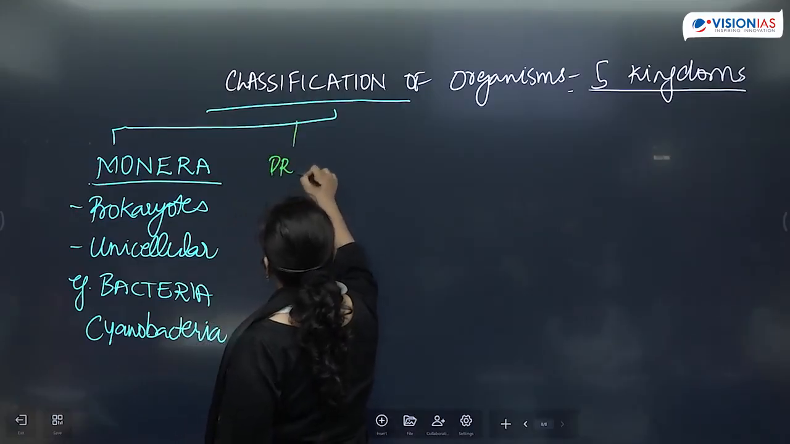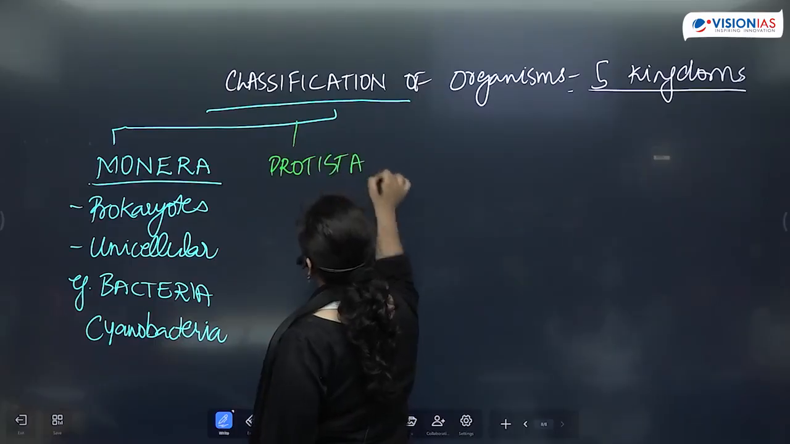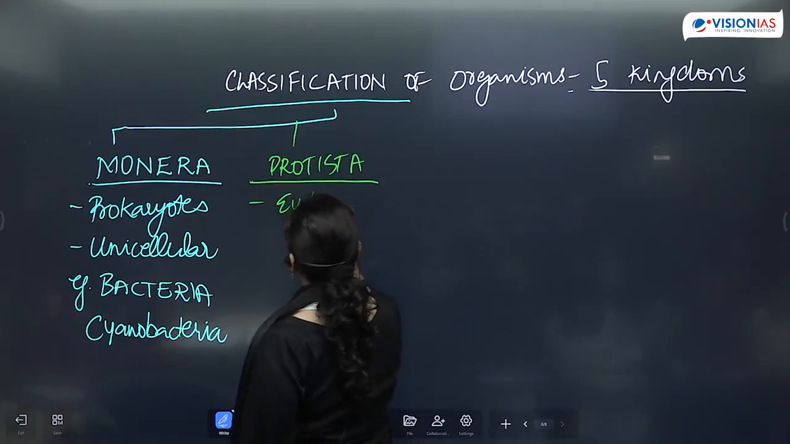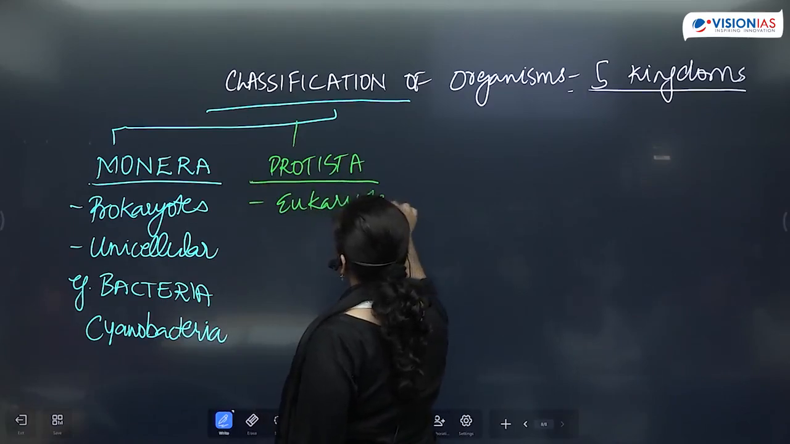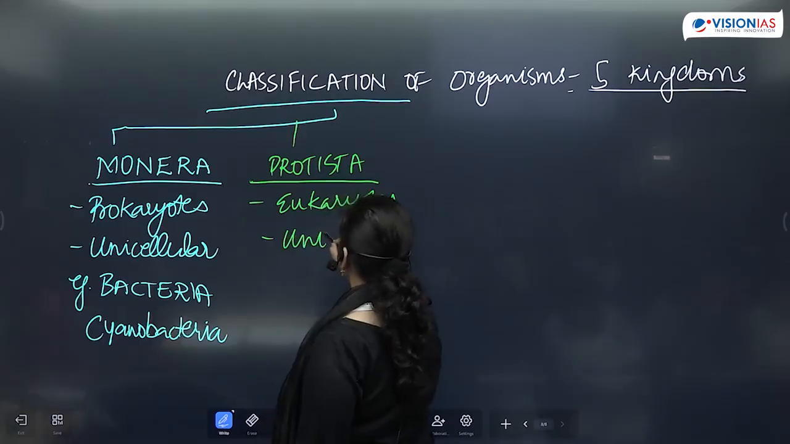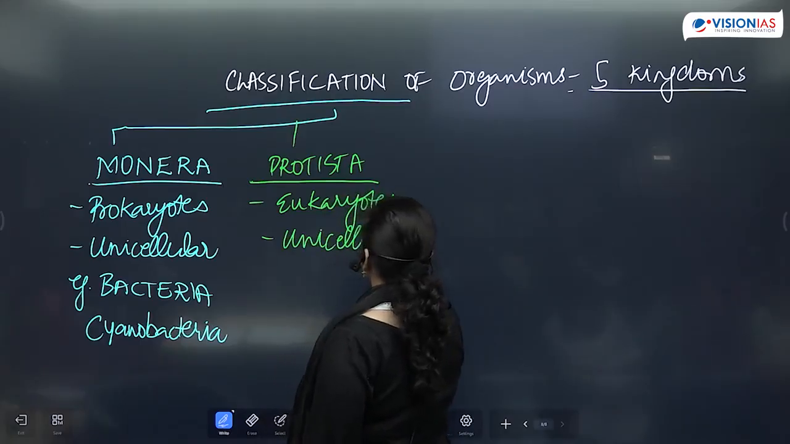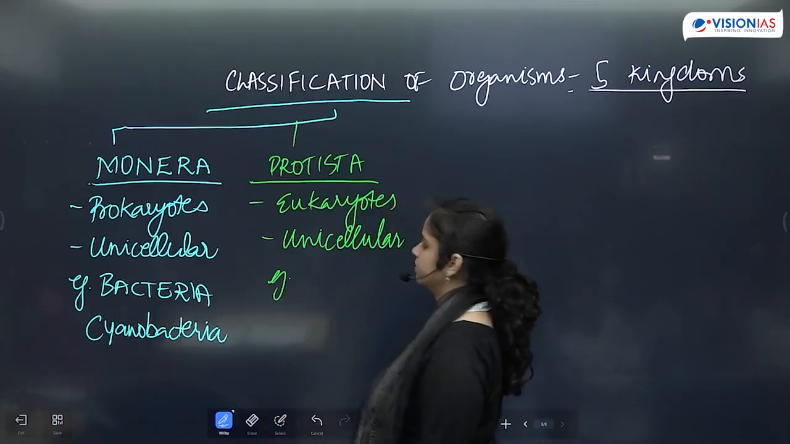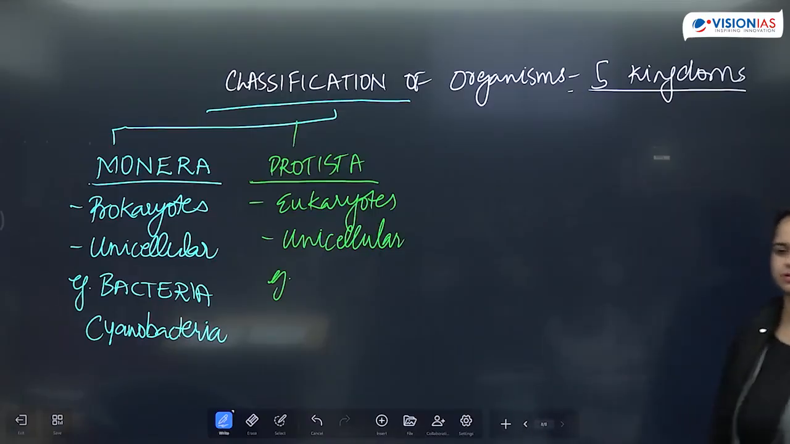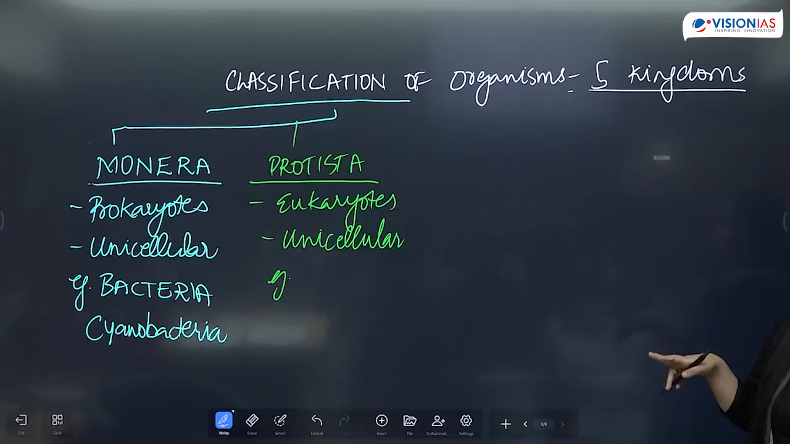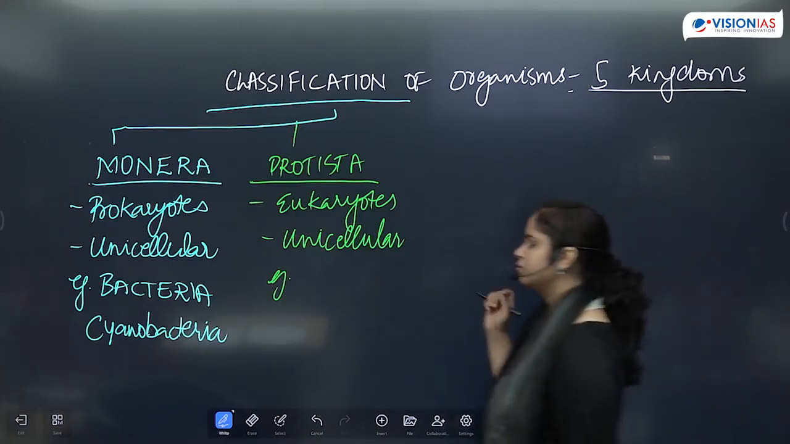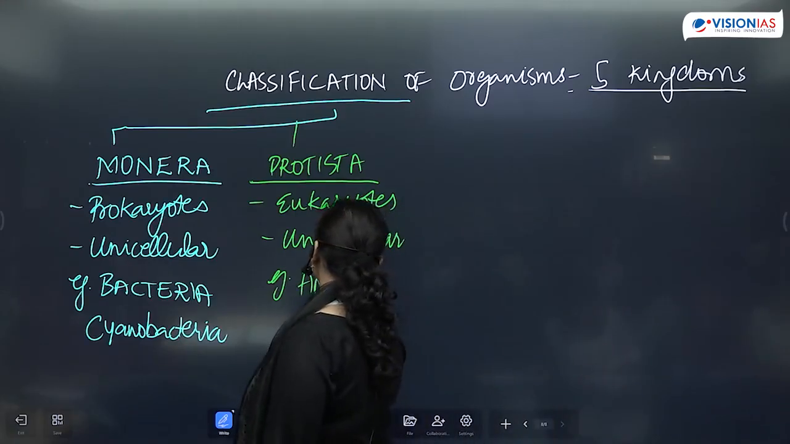Second group is protista. Here this is eukaryotes, but those eukaryotes which are unicellular. Now, any example of this? जो आपने यूनिसेलर के एग्जाम्पल्स देखे हैं, just take a look at that. Other than bacteria, they are all going to be in kingdom protista. They are all eukaryotic. So amoeba, euglena, paramecium, they are all going to be here.